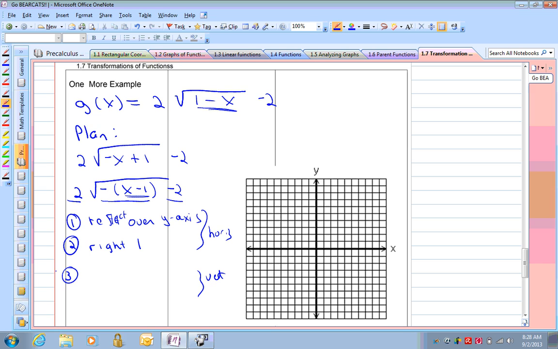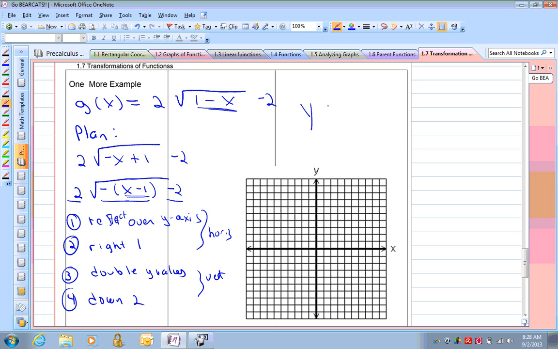All right, so the third thing we'll do is look in the front. That too is a multiply. It's multiplying, so it's going to be a stretch or compression. Since it's vertical, it will do what it says. It's going to double or stretch by 2. So I'm going to write double my y values. And number 4 at the end is minus 2, so it's going to shift down 2.